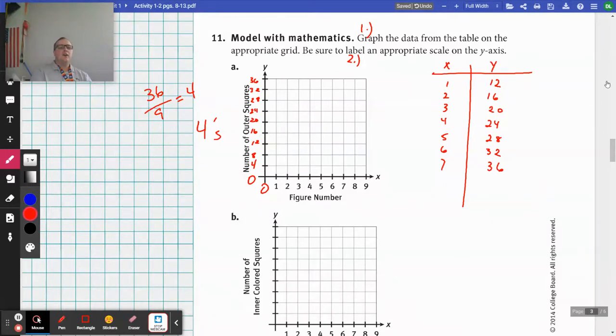And so now whenever I graph this, I just go and find 1, 12. Well, 1, 12 is there. 2, 16 is there. Then I go to 3, 20, 4, 24, 5, 28, 6, 32, and 7, 36. And that one would be right there.